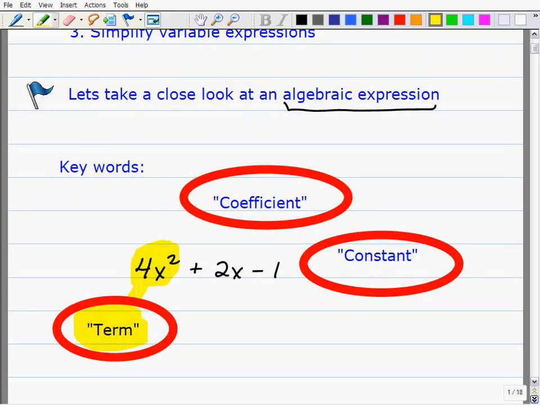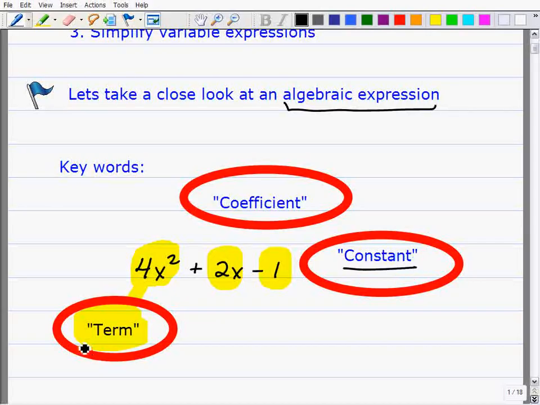However, in this entire expression, it's not the only term. Can you pick out the other one? Right here, 2 times x, or 2x, is another term. So this particular expression has two terms. Now why is this right here, this -1, why is that not a term? Well, this is kind of a technical thing. Sometimes technically this is a term, but we more commonly refer to this as a constant.